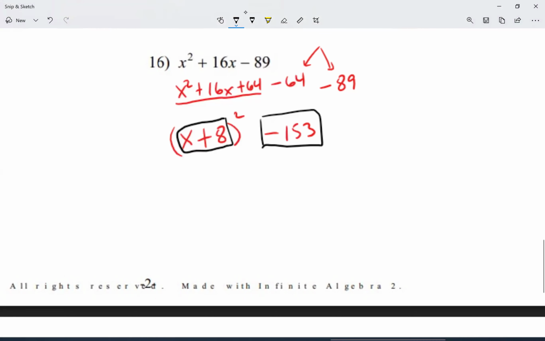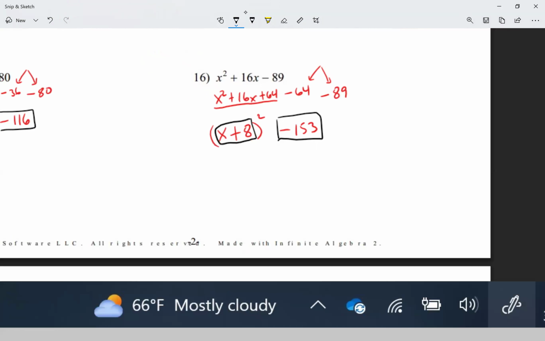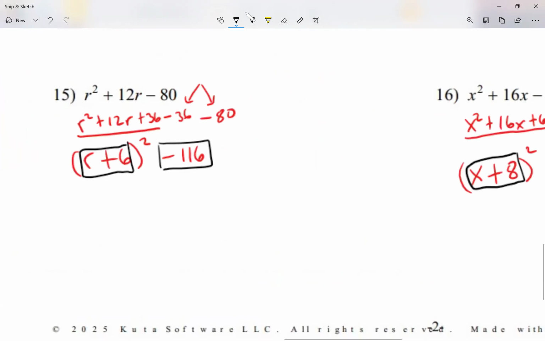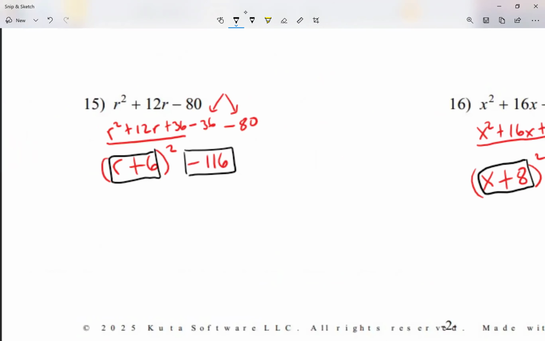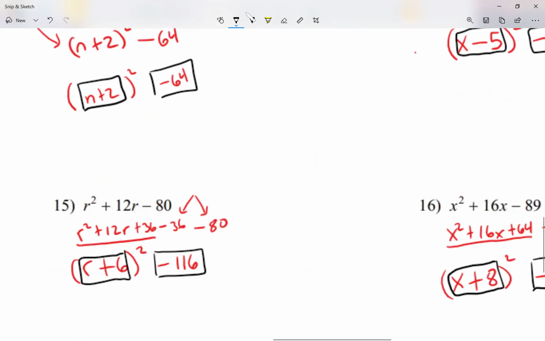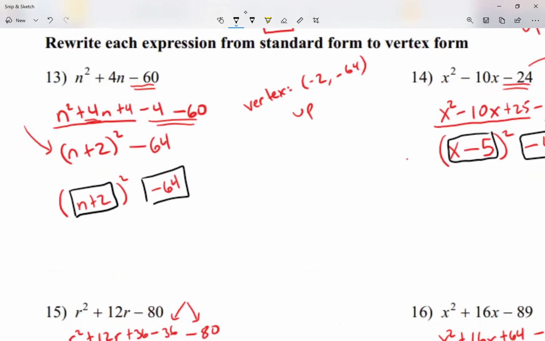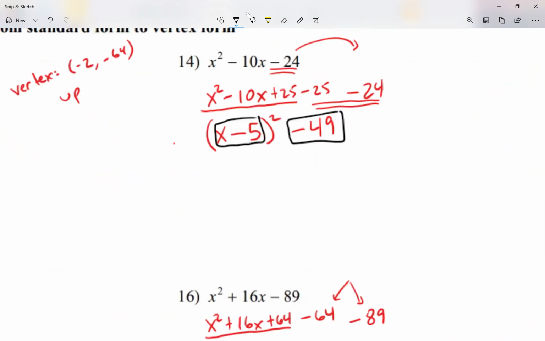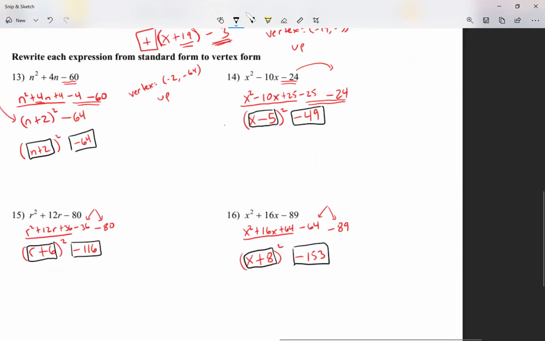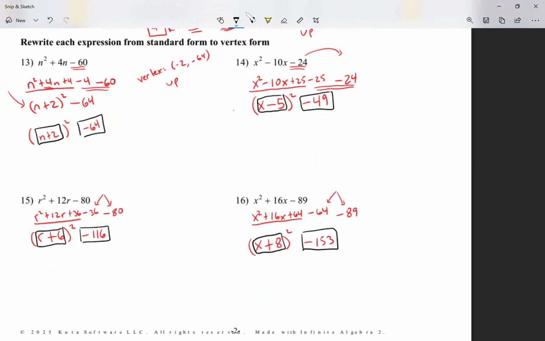Now, one thing I want you guys to notice. Remember when I did the plus 8 and square was 64. Notice I did the plus 64 and then the minus 64. So look at the numbers that I add. Looking at number 15, I did plus 36 and then minus 36. Look at number 13. I did the plus 4 and then the minus 4. So always write the plus number first. Right, 14 was no different. I did the plus 25 and then minus 25. So whenever you add your plus or minus, do add the plus first.